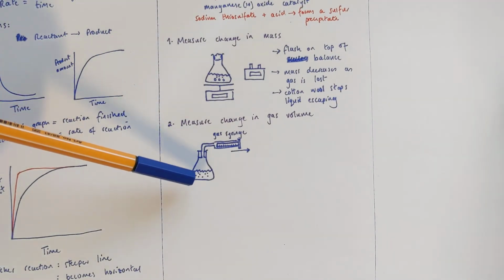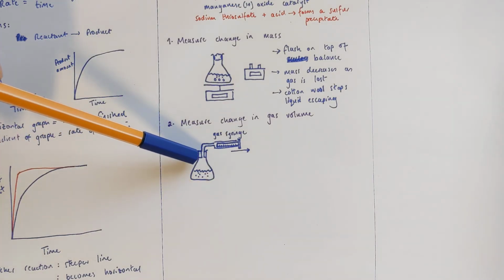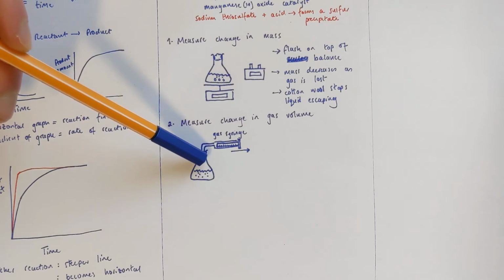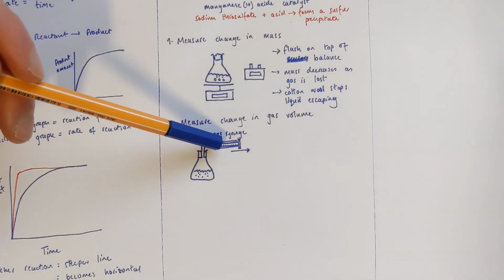Basically, your reaction takes place and fizzes and produces gas. The gas is trapped by the seal at the top of the conical flask using a bung, and you've got a delivery tube taking the gas from the conical flask into something called a gas syringe. Basically, a gas syringe is like a big syringe. It's got a plunger in it.